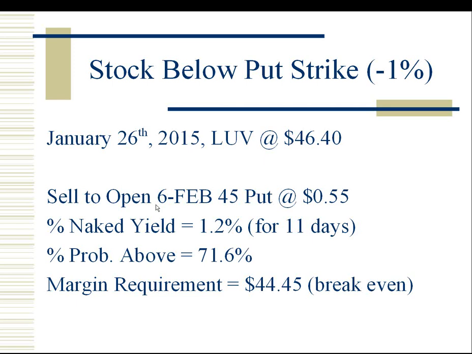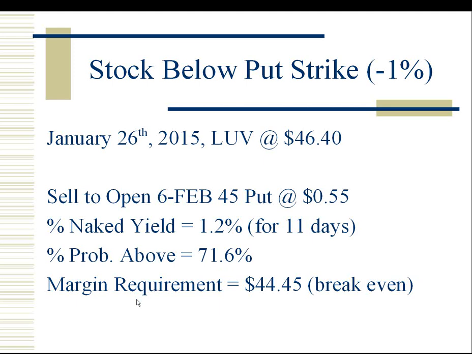At the time, we could have sold this Friday's expiration, weekly expiration, the 6th of February, 45 strike put for 55 cents. Now this would give us a 1.2% yield. The premium of 55 cents divided by our margin requirement, which would have been $44.45, our put strike price minus the premium, so we'd have a 1.2% yield for 11 days. Pretty good return. The theoretical probability that the stock would stay above our put strike price was around 71.6%.